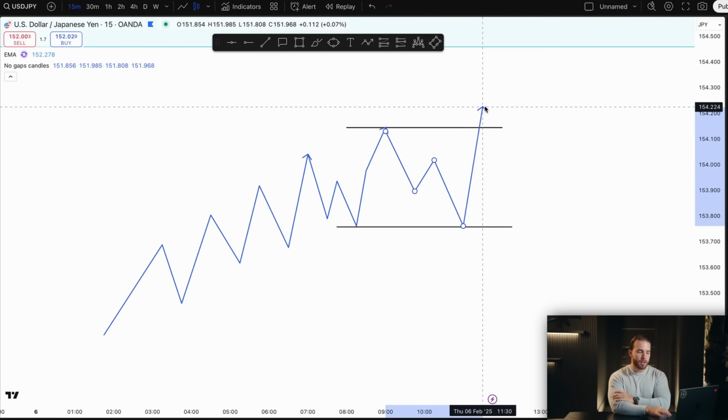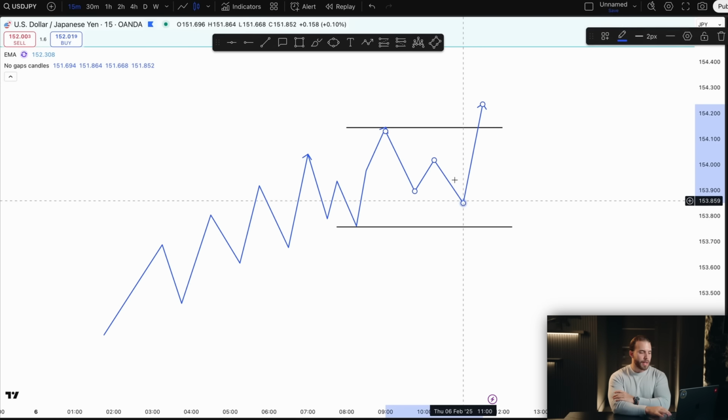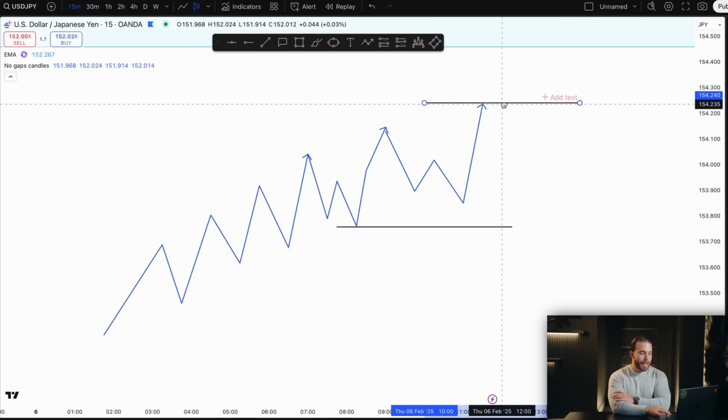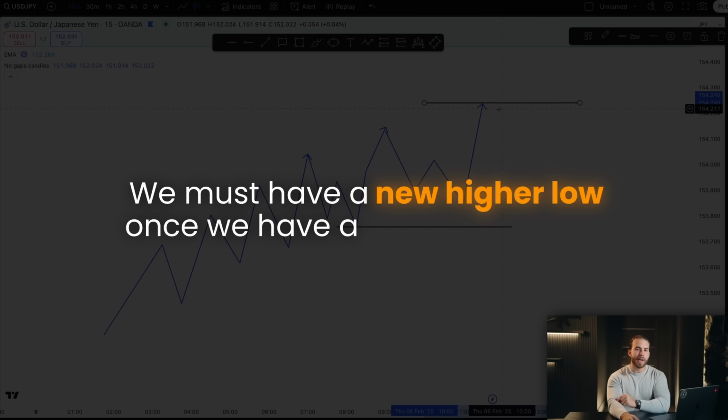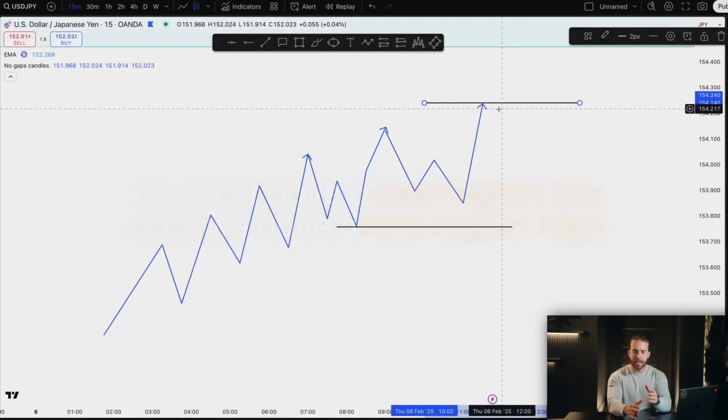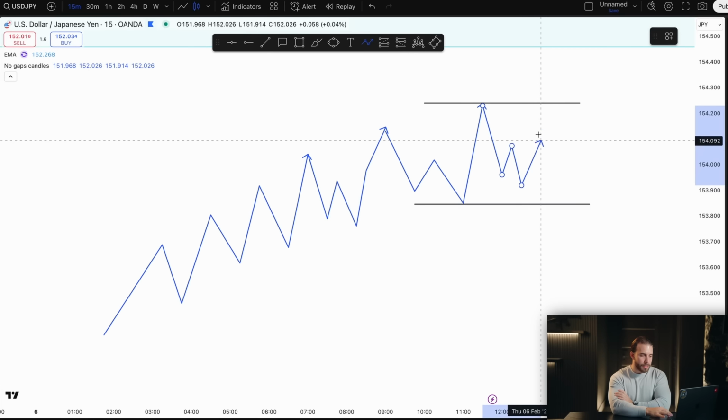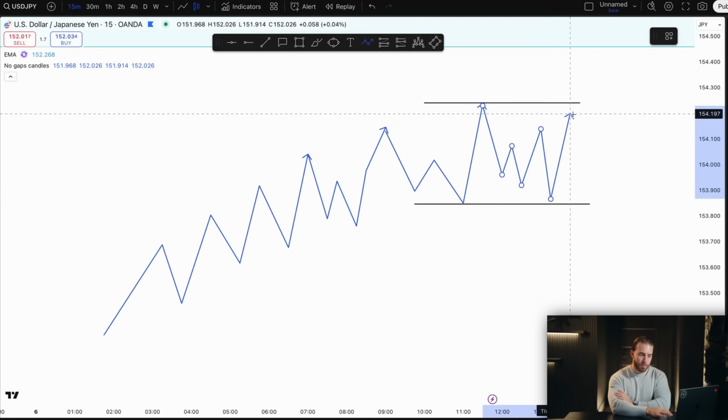The market will remain bullish as long as we stay in between the higher high and higher low. The moment we body close above, we have created a new higher high, and we must have a new higher low once we have a new higher high. It is impossible to have a new higher high without a new higher low. As long as we don't body close above either one of these lines, this market will remain bullish until we close above or we close under.